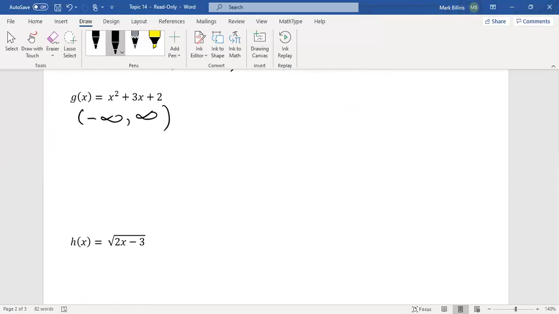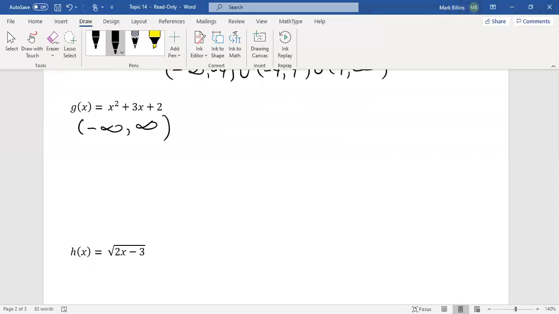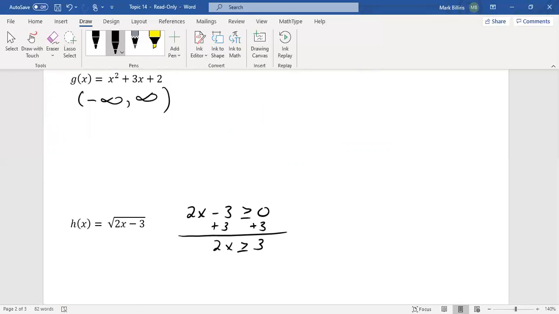Our next example, h of x equals the square root of 2x minus 3. Remember that underneath a radical sign, the radicand has to be 0 or positive. So the way we state that is we take the radicand, which in this case is 2x minus 3, and set it greater than or equal to 0. Then we solve. So we'll add 3 to both sides, and then divide by 2. So we know that x has to be greater than or equal to 3/2.